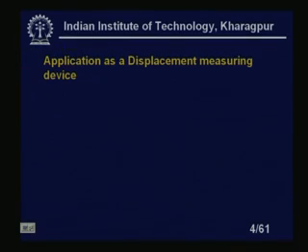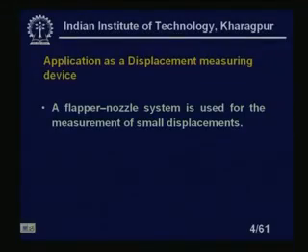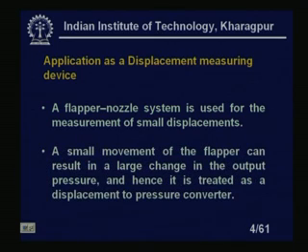Application as a displacement measuring device. Let us look at the displacement measuring device. To understand it, let us first look at what this flapper nozzle system looks like. A flapper nozzle system is used for the measurement of small displacement. A small movement of the flapper can result in a large change in the output pressure, and hence it is treated as a displacement to pressure converter.